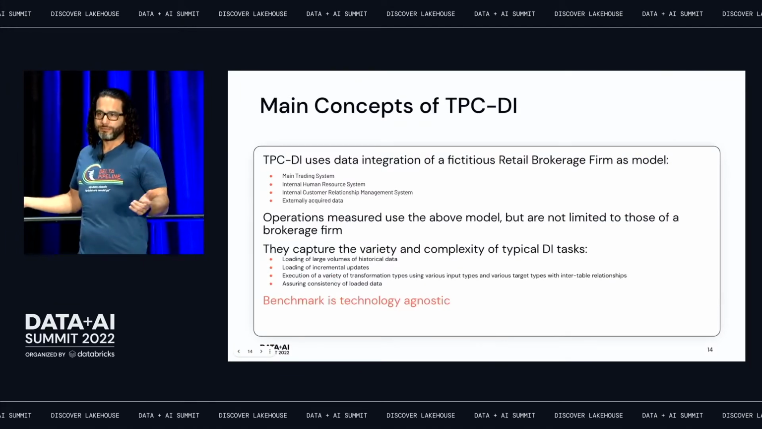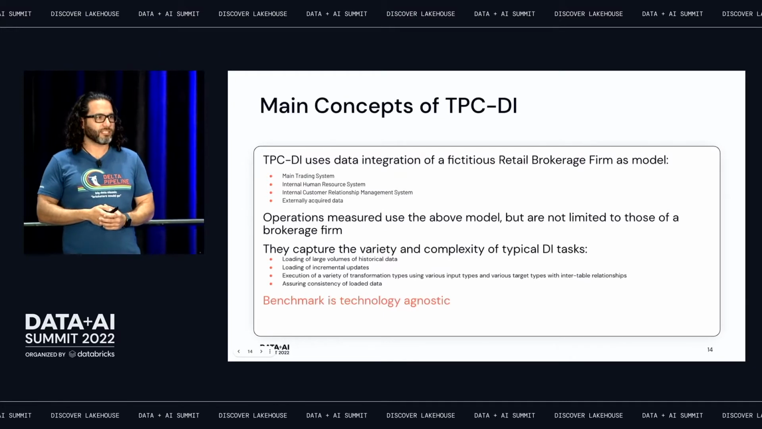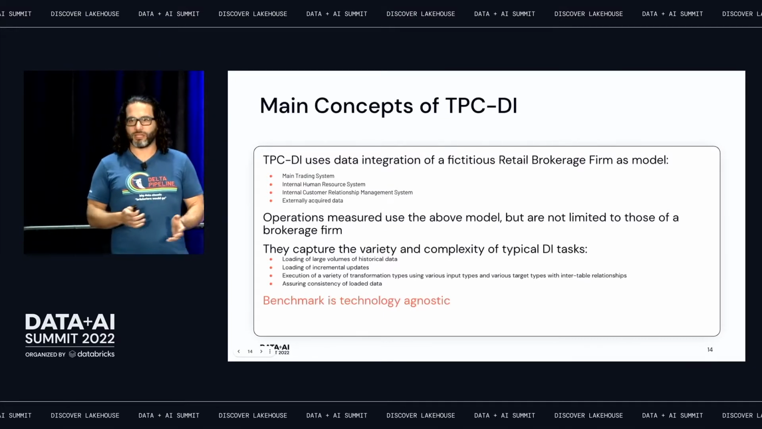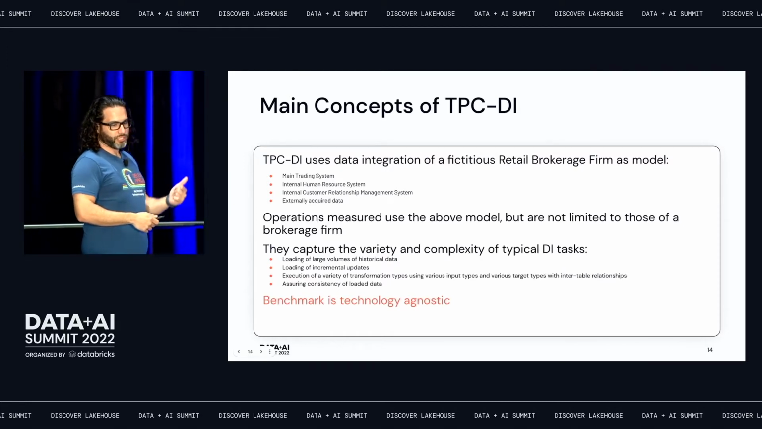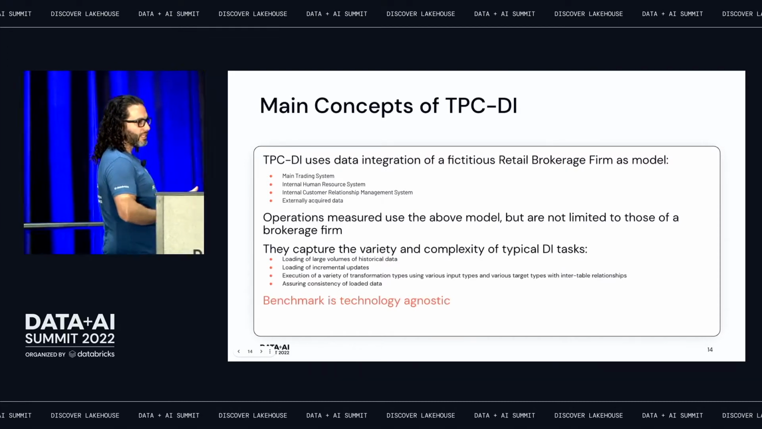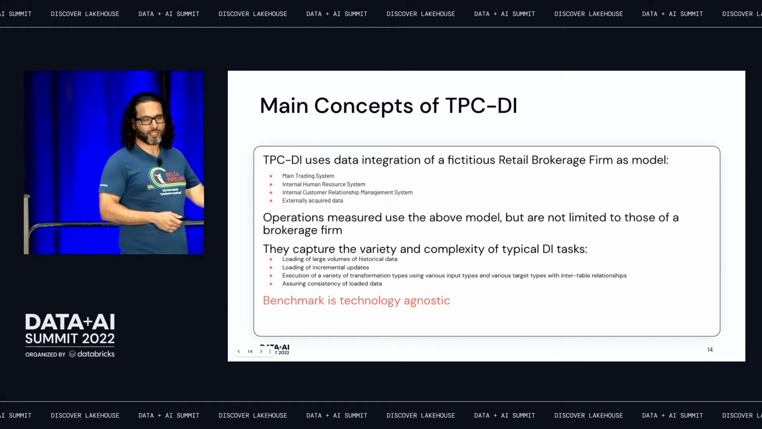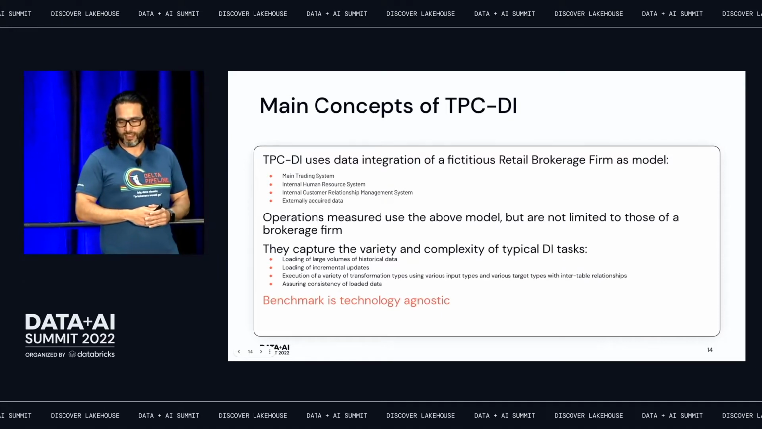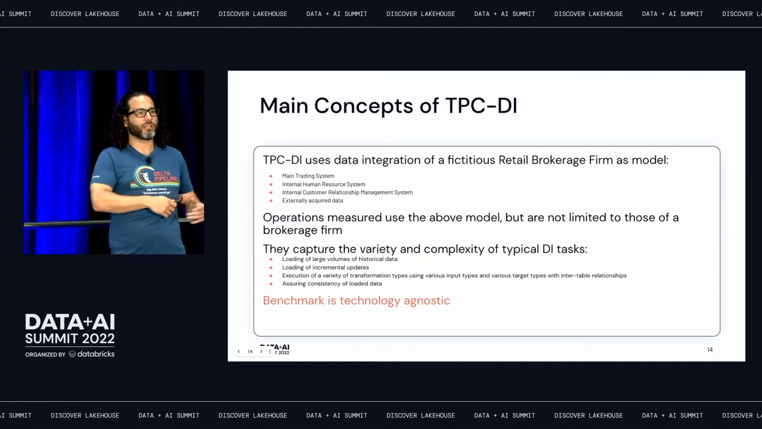So what is TPC-DI? It's built off of a fictitious retail brokerage firm. Essentially, they made this fake company, and they said, we want to give it some source systems. So there's a main trading system. There's an HR system. There's a CRM system. You know, they didn't have Salesforce back in the 90s, so it's like a traditional CRM system. And it's externally acquired data, so like data from a third party that they would have dropped to you.